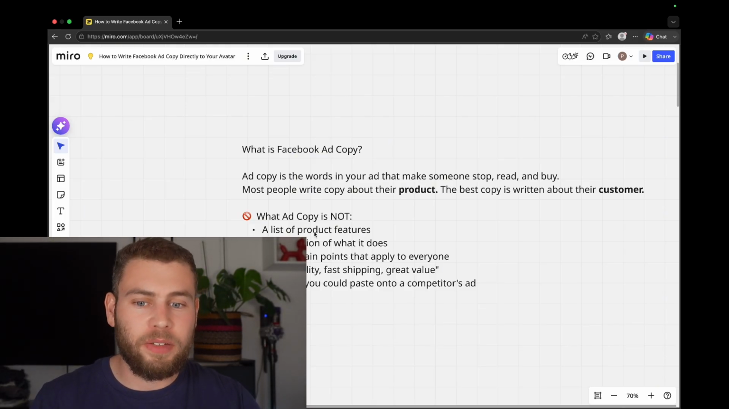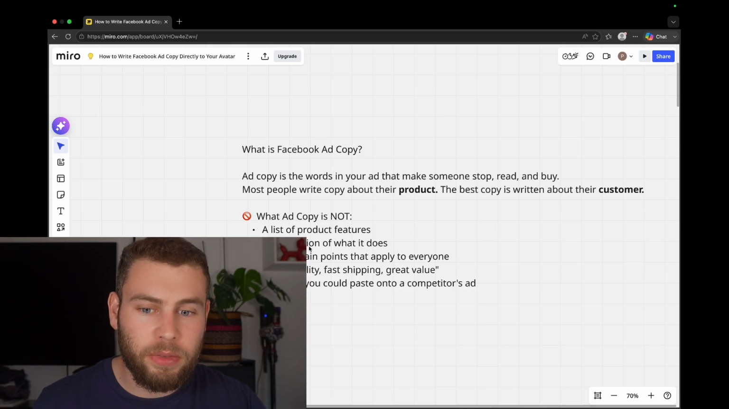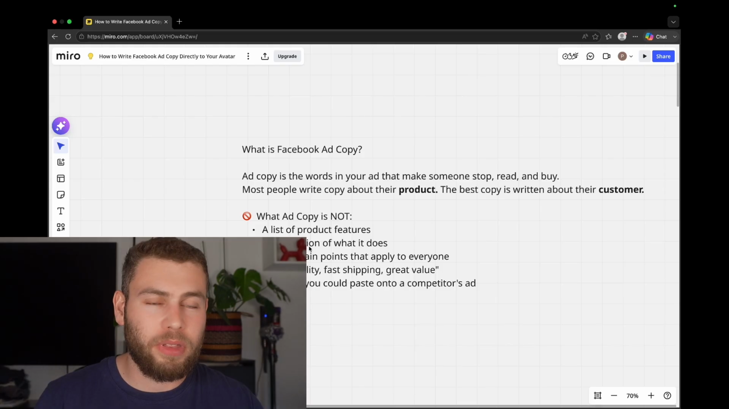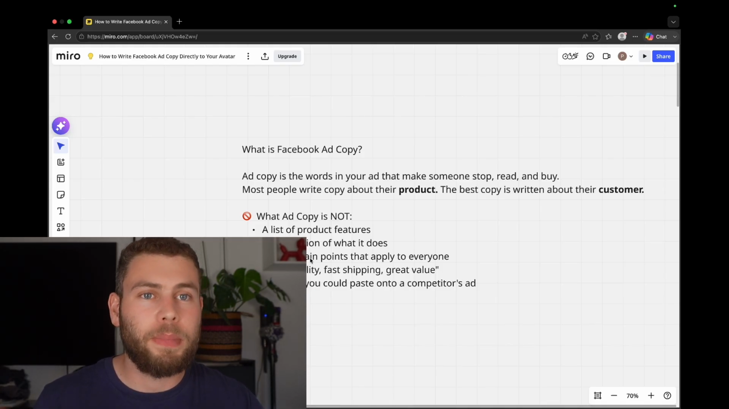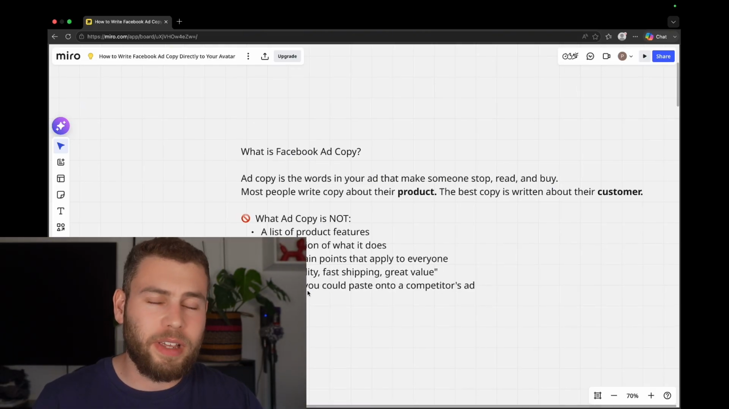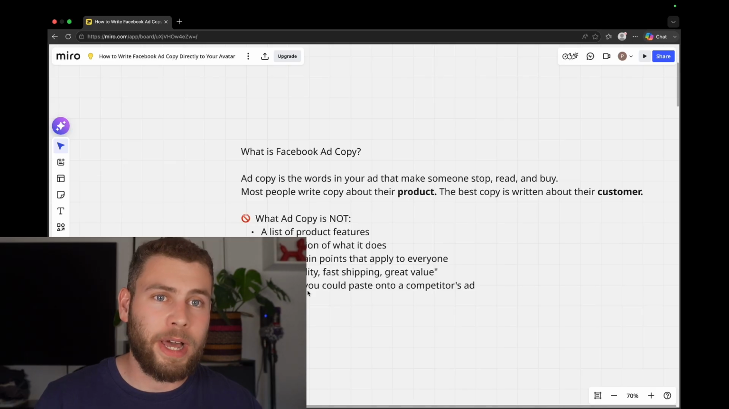So ad copy is not just a simple list of product features, a description of what it does, and generic pain points around the product that everyone could assume. High quality, fast shipping, great value. People have seen this 10 million times, and this is not going to create enough emotion when someone's viewing your advert. We don't want to take a copy and paste approach. We want to create an emotion when someone's reading the advert copy. And this is going to go hand in hand with the creative that you're running in order to get the click through onto your website.